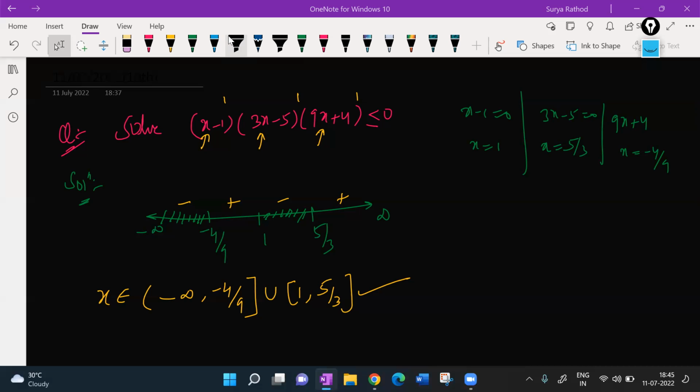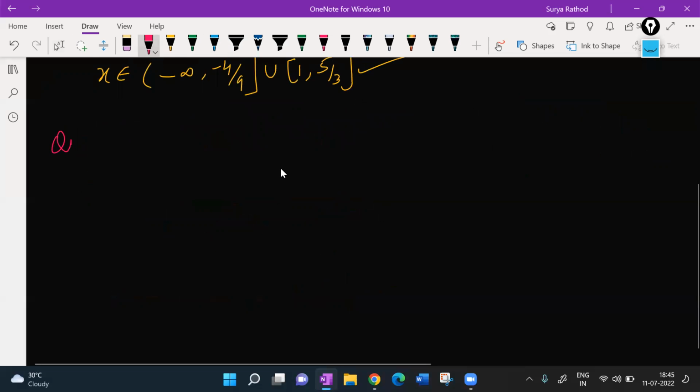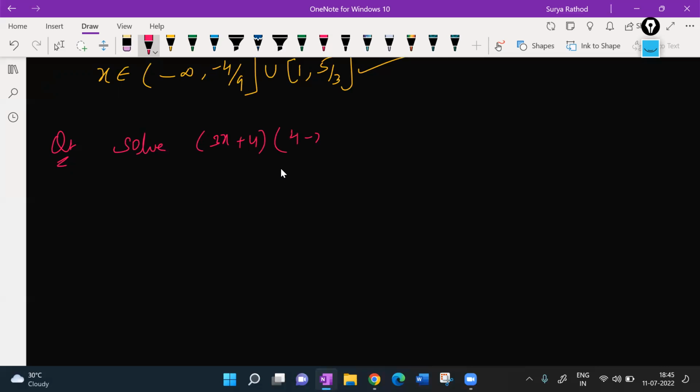Next question. I'll give one more question. Let's see how many will give this answer. Solve (3x plus 4)(4 minus x) upon (x minus 3) greater than or equal to 0. Solve it. Take your time. Check whether all the conditions for applying the wavy curve method are satisfied or not, and solve it.